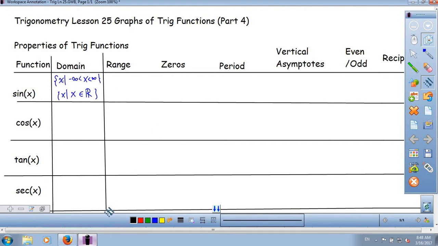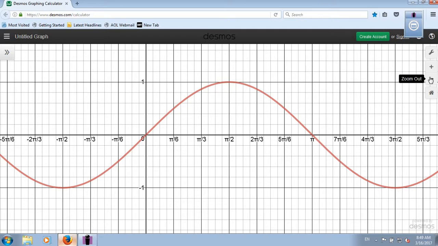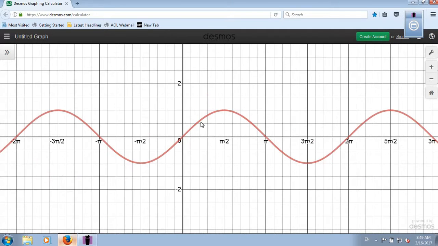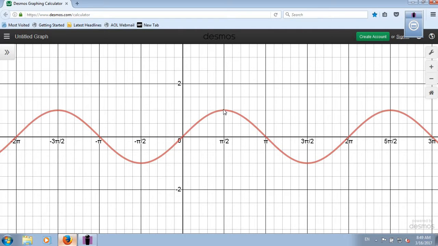All right. Now, what about range? The range of this function, let's take a look at this. The range refers to the output of the function. The output of the function is the y value. As you can see, the output oscillates between -1 and 1. It increases from 0 to 1, decreases from 1 to 0, then decreases from 0 to -1, then increases back to 0. So it oscillates between -1 and 1.